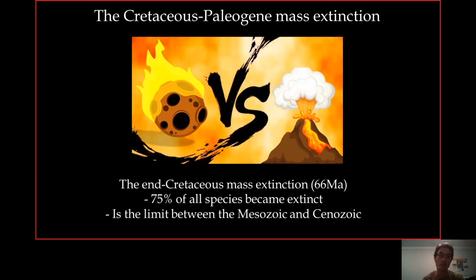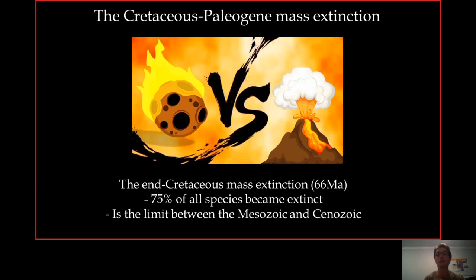The first one is because it's the most recent of all the big five. There hasn't been any mass extinction since 66 million years ago. And the other reason is that it's the mass extinction that wiped out the dinosaurs, the very famous dinosaurs. So it constitutes the limit between the Mesozoic and the Cenozoic because it's such a dramatic event.